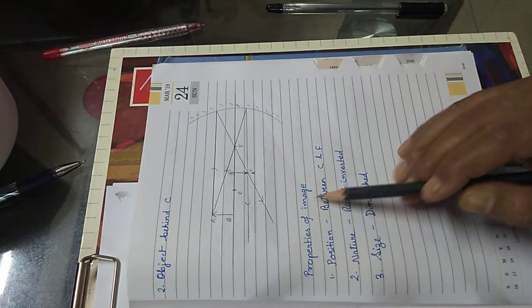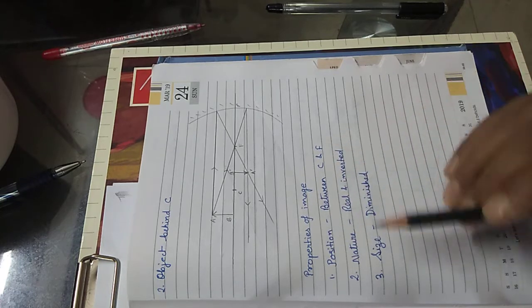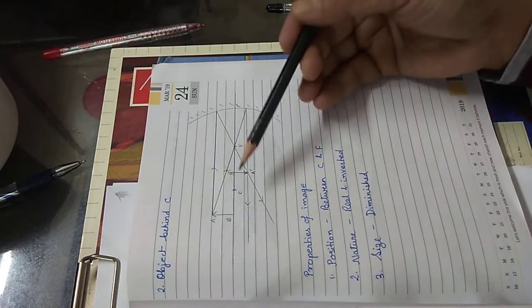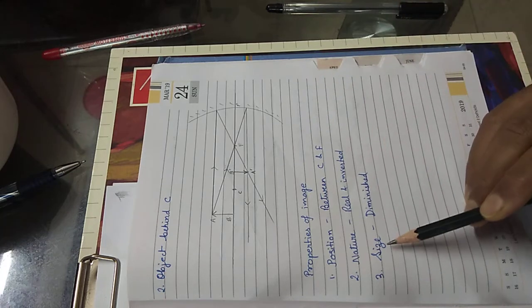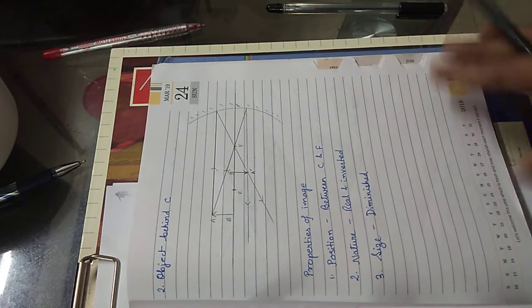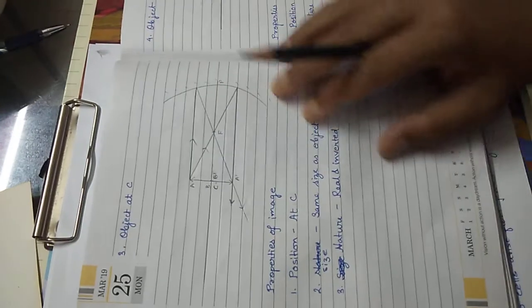So what will be the properties of the image? Position between C and F, nature real and inverted. We can see it is inverted, and size diminished. Diminished means small.